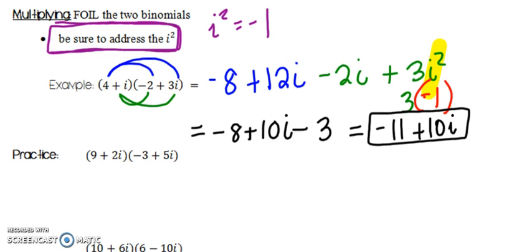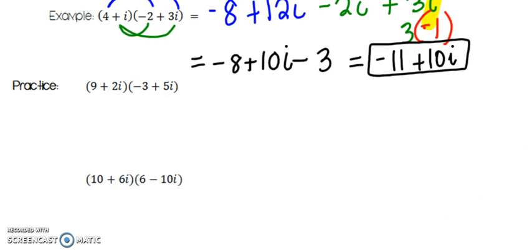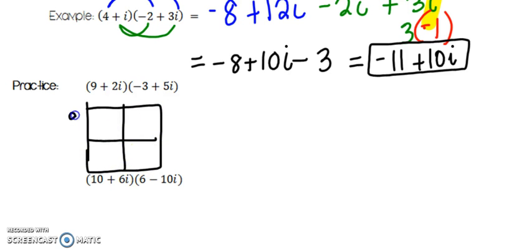All right, the next one I'm going to do is the box method, so you can choose which one you like the most. Since this is 2 parts by 2 parts, I'm going to build a 2 by 2 box. So I have my 9 plus 2i on one side, one horizontally and one vertically, and then my negative 3 plus 5i on the other one. It doesn't matter if you put the negative 3 plus 5i going down the side and you flip-flop these. In this box, kind of like Punnett squares, we've done this before, you get negative 27. Here you get 45i. So this is just helping me organize my distributing from before.